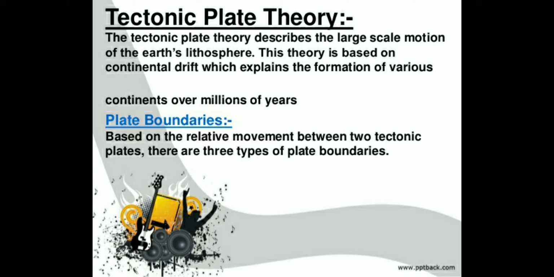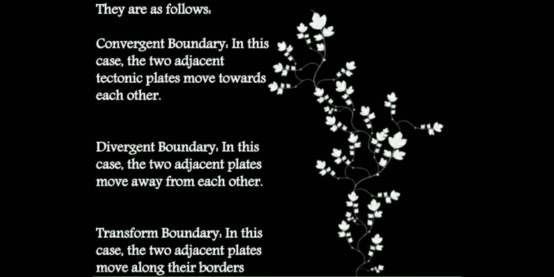Now plate boundaries. What is meant by plate boundary? Based on the relative movement between the tectonic plates, there are three types of plate boundaries. What are these? Convergent boundary. In this case, the two adjacent tectonic plates move towards each other. As I showed you a little while ago, this is known as convergent boundary. Then comes the divergent boundary. In this case, the two adjacent plates move away from each other.